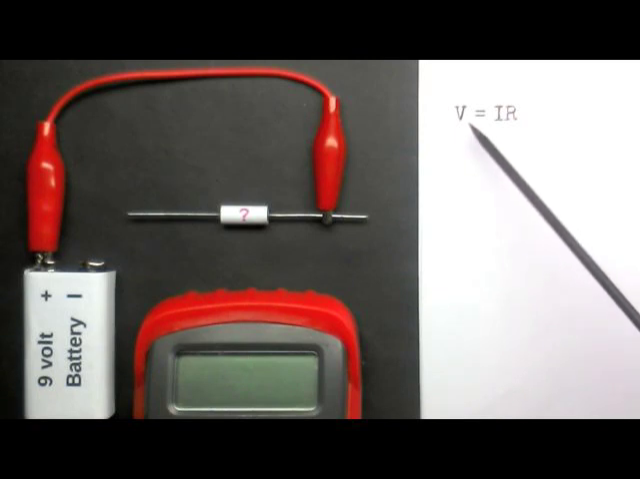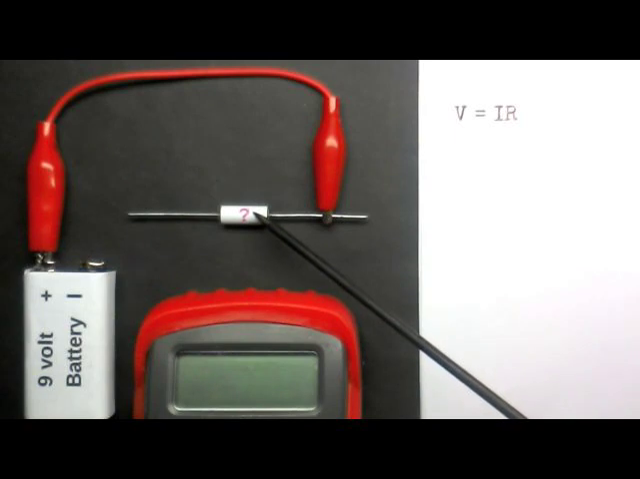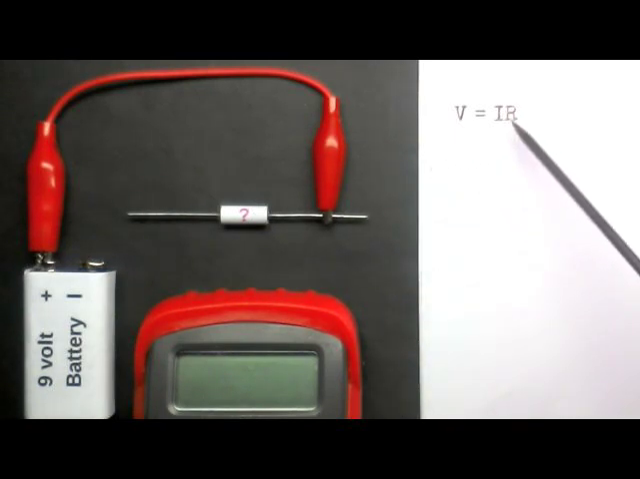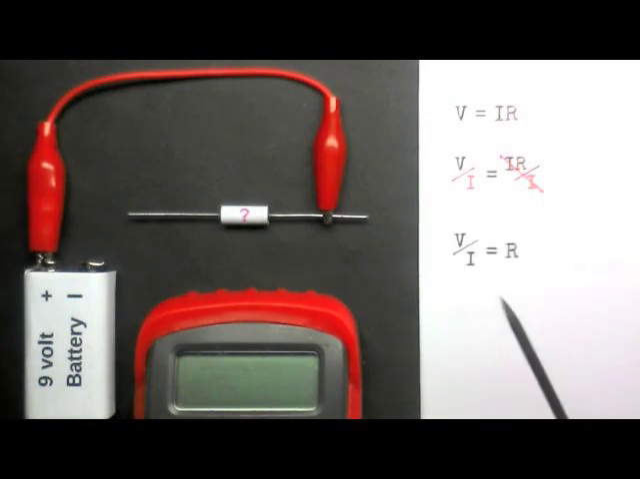In that last example, we used voltage equals current times resistance. But now the resistor is unknown, so we need to get this value by itself. Since this is multiplication, we undo multiplication with division. We'll divide both sides by current. We divide both sides by current, and on this side, the current cancels. And we're left with voltage divided by current equals resistance. And if you'll just humor me, I like the unknown value on the left.